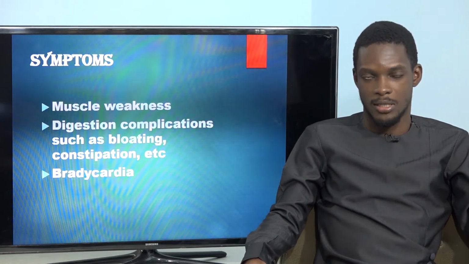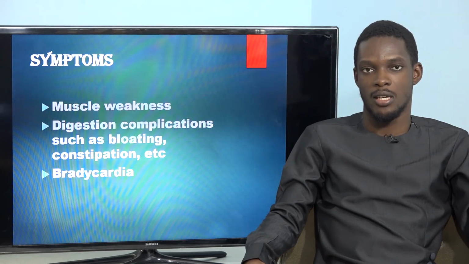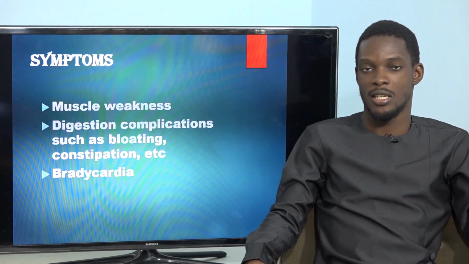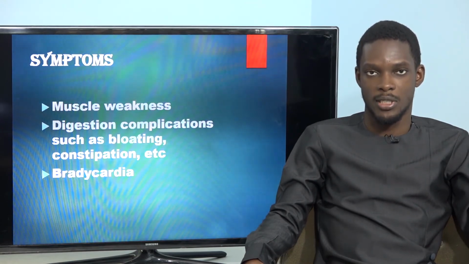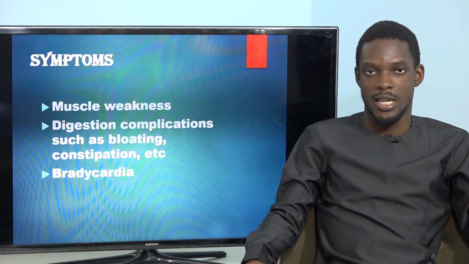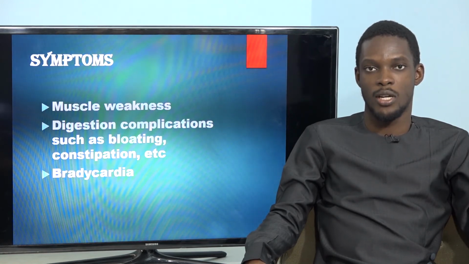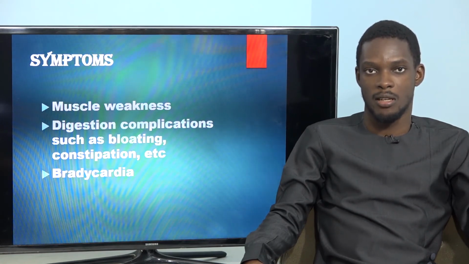As has already been discussed, potassium is chiefly abundant in skeletal muscle, in smooth muscle, and in cardiac muscle. When potassium is no longer present in skeletal muscle or in smooth muscle, a client will experience some form of weakness in the muscles. Potassium also aids in digestion, and as such, when potassium is not present, a client may have complications such as bloating and constipation.